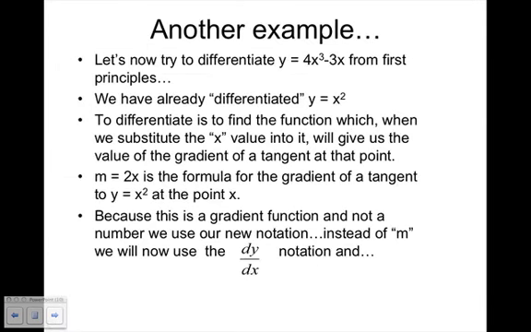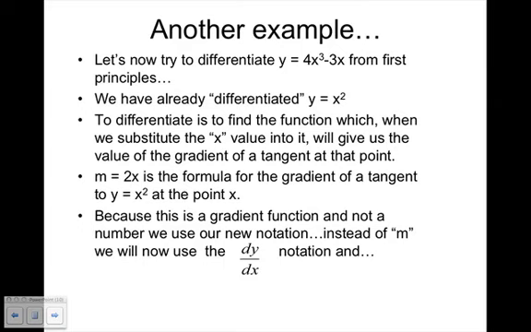Okay, we're going to try another example here. It'll be text up on your screen at the moment, which basically explains what we're about to do, which is differentiate y equals 4x cubed minus 3x from first principles. We've already differentiated y equals x squared, and we just want to recall that to differentiate is to find the function which, when we substitute the x value into it, will give us the value of the gradient of a tangent at that point on the curve. If I was to use the letter m, then m equals 2x is the formula for the gradient of a tangent to y equals x squared at the point x.